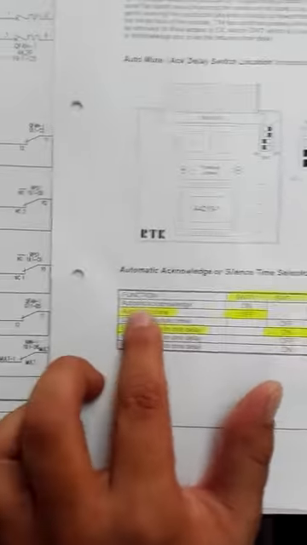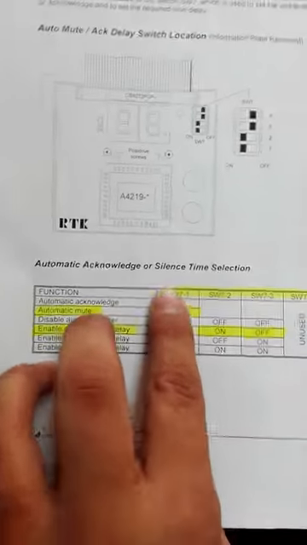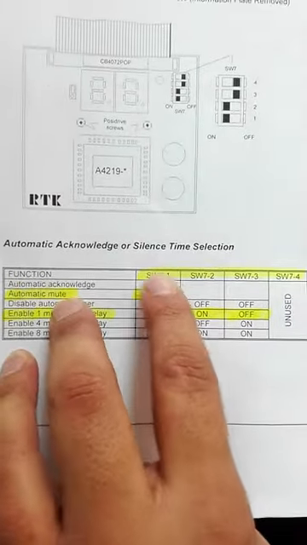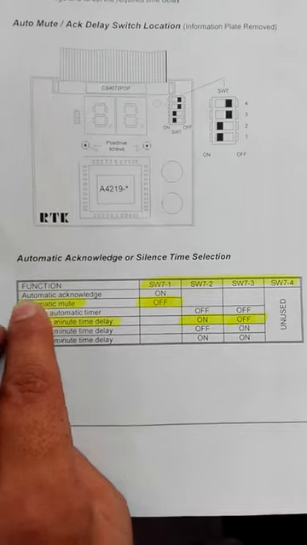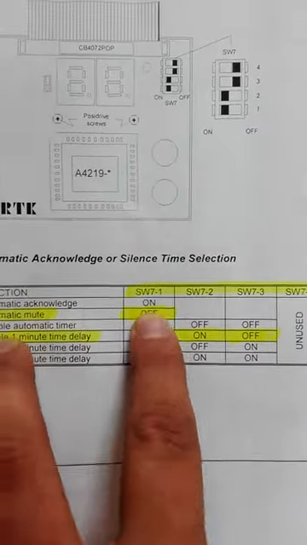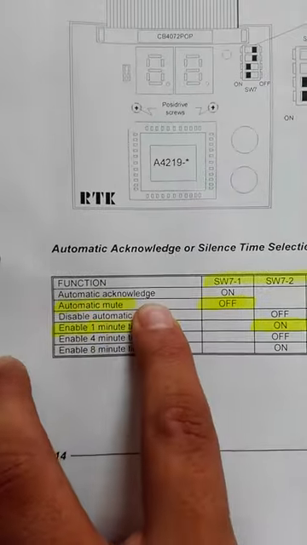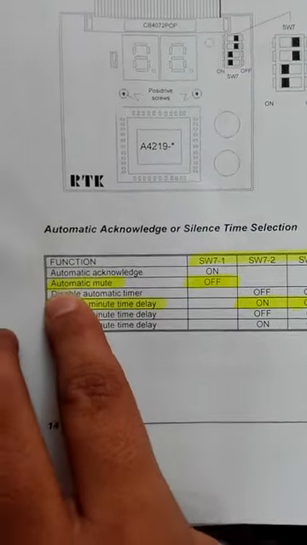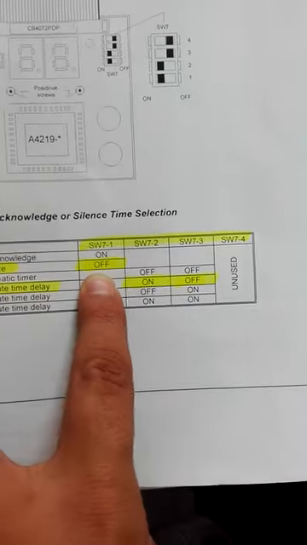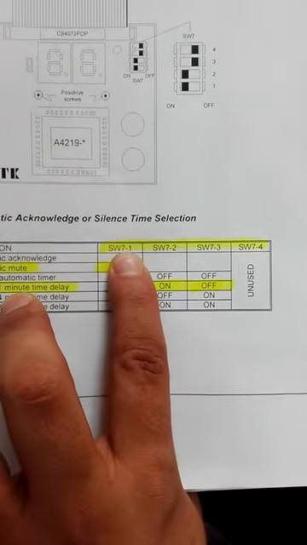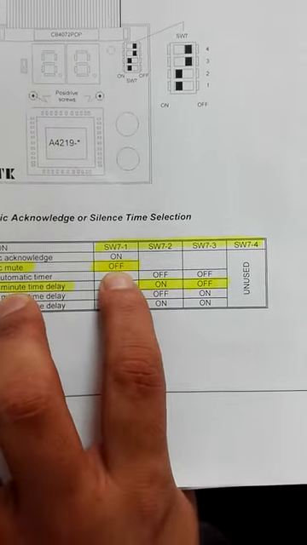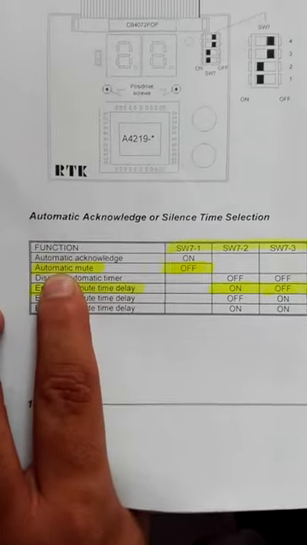When the function is automatic acknowledge, we need switch 1. These are switch 1, switch 2, switch 3, switch 4. When you need automatic acknowledge, you have to make switch 1 on. You can see it here, switch 1 should be on if one needs automatic acknowledge. Then the second function, automatic mute. When one needs automatic mute, he should switch off switch 1. Switch 1 should be switched off for automatic mute.